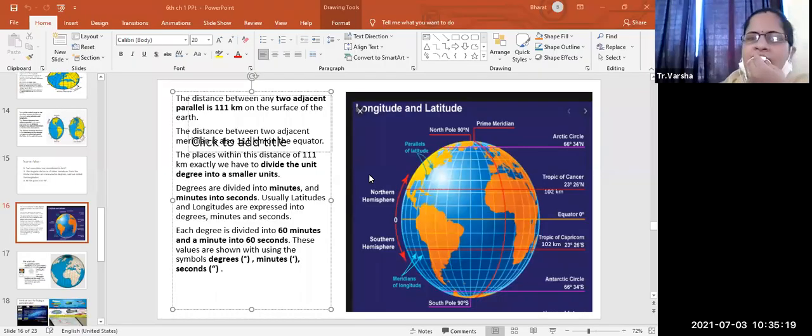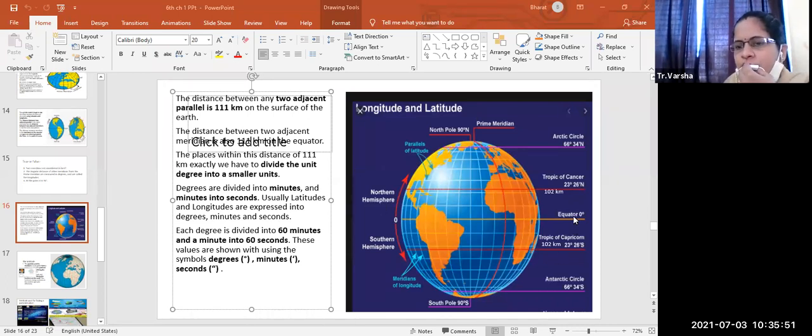Any two adjacent parallels are 111 kilometers apart on the surface of the earth. How much? The two adjacent parallels are 111 kilometers apart on the surface of the earth. The distance between two adjacent meridians is also the same, that is 111 kilometers on the equator.